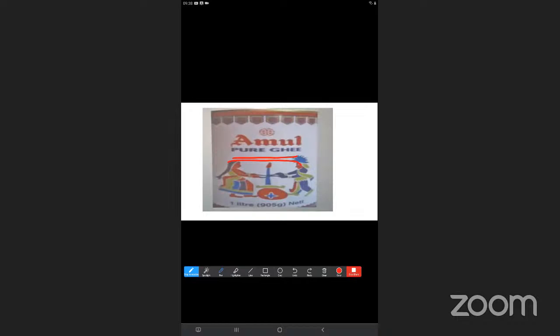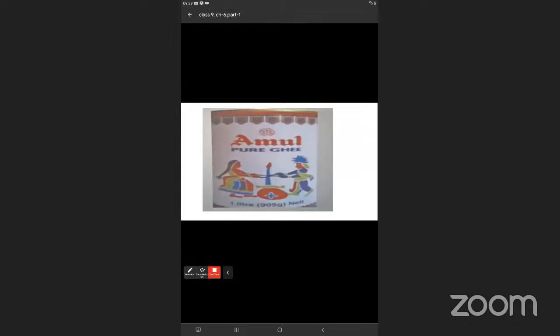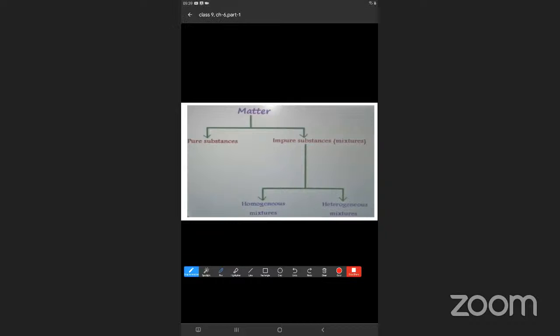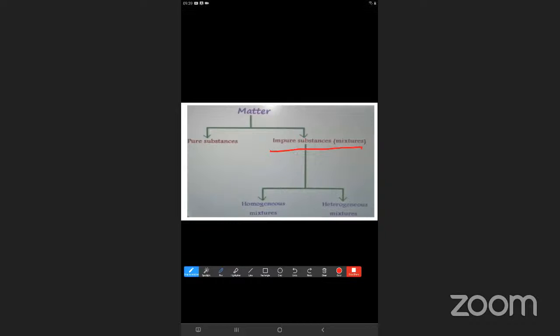Okay, in this, more than one kind of particle will be present. It is a mixture. But here it is pure ghee, which means it does not contain any harmful substances. Right. So see here, come to impure substances, mixtures.